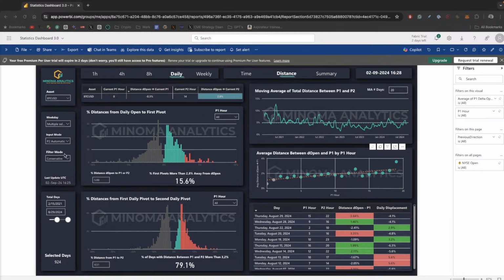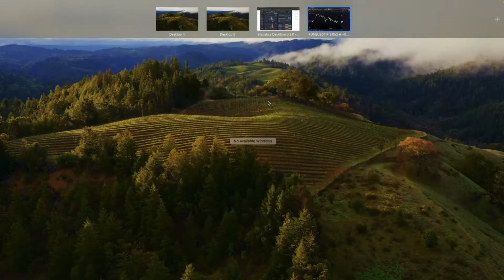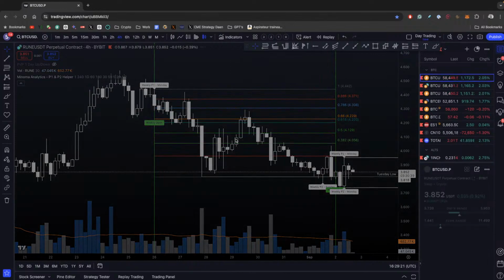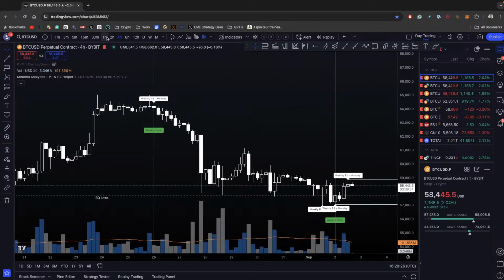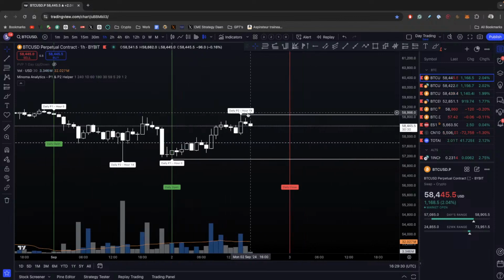But the next thing is important to understand, because conservative filter mode changed quite some things. So what you're basically doing with conservative filter mode is that right now we have a pivot at hour 0 and a pivot at hour 14.